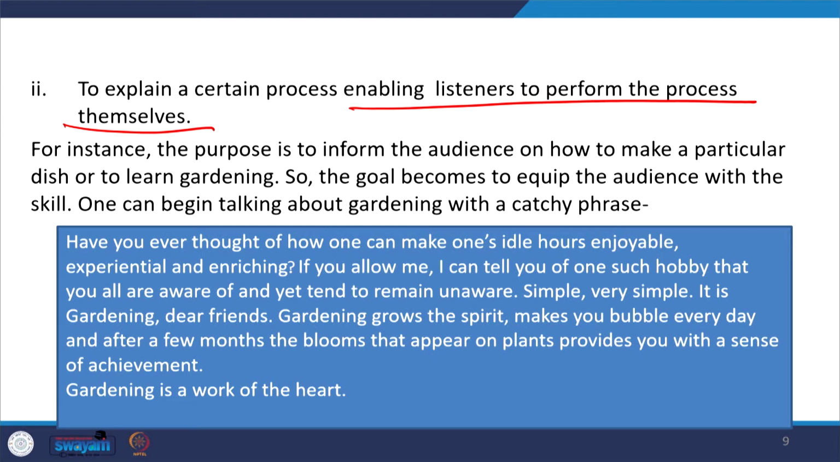And finally, towards the end, because as I have said, you should try to make your speech memorable, when you are going to wind up, you may say, gardening is a work of the heart. It is not only a work of the hand, it is a work of the heart. So if you craft, draft, compose your speech on a process like this, I think the speech is going to be very attractive for your audience members.